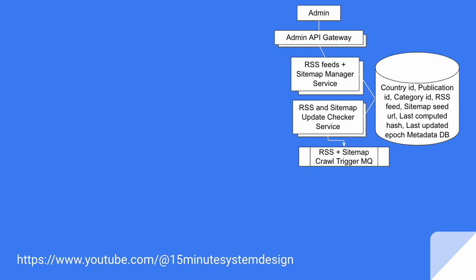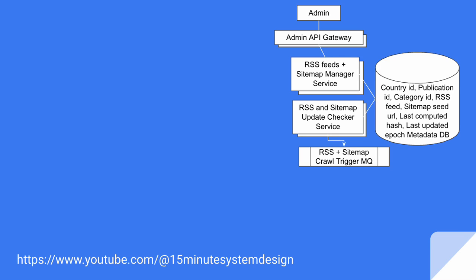Now, there's one more service which tries to check if a given RSS or sitemap has been updated on the internet. This service primarily hits the URL for the RSS feed or the sitemap seed URL and tries to check the hash against the previously computed hash. So we need to maintain last computed hash also.